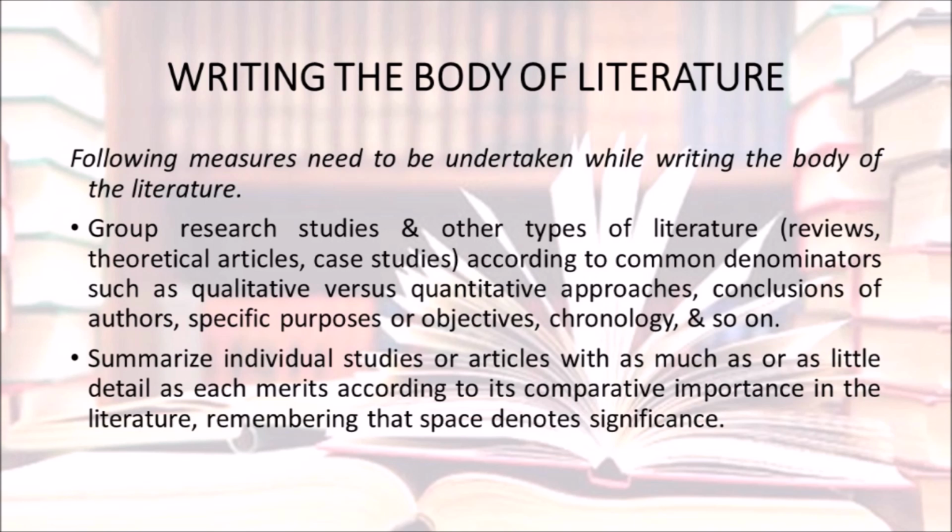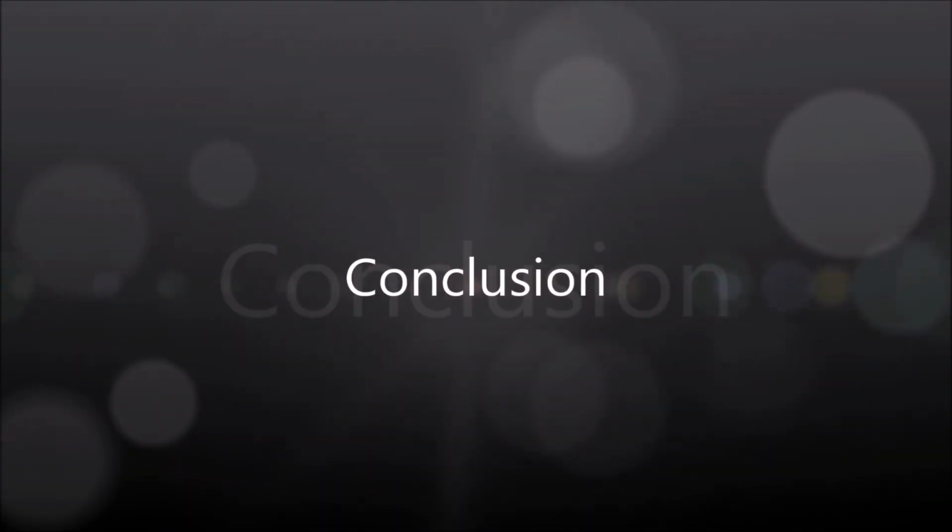Summarize individual studies or articles with as much or as little detail as each merits according to its comparative importance in the literature, remembering that space denotes significance. Next, we will see how to write the conclusion of the review of literature.